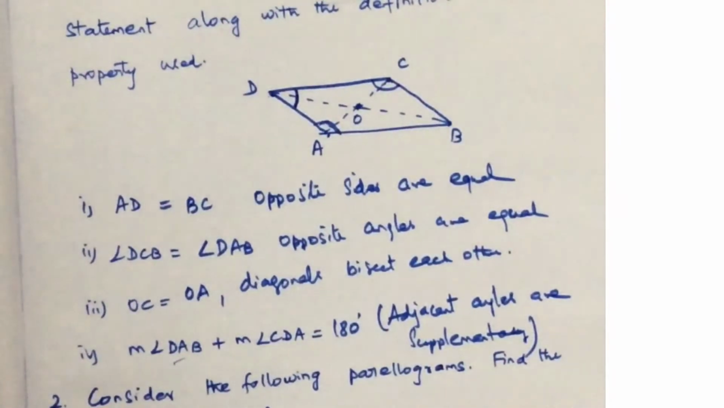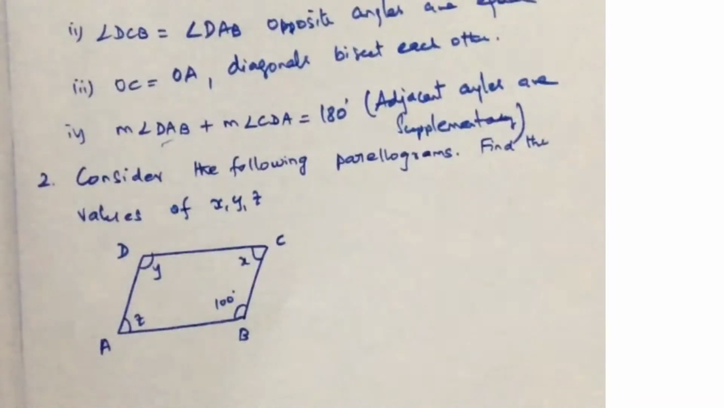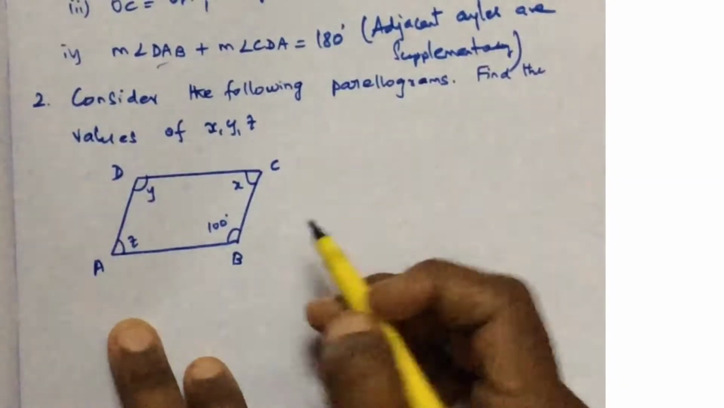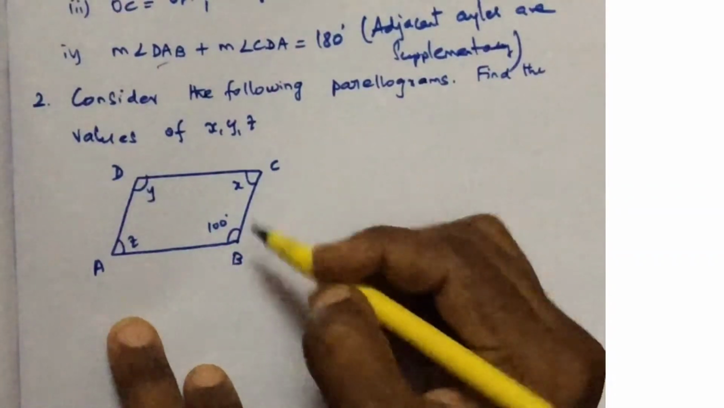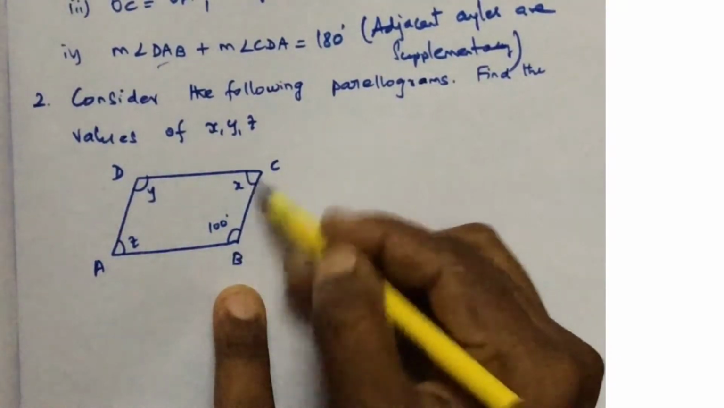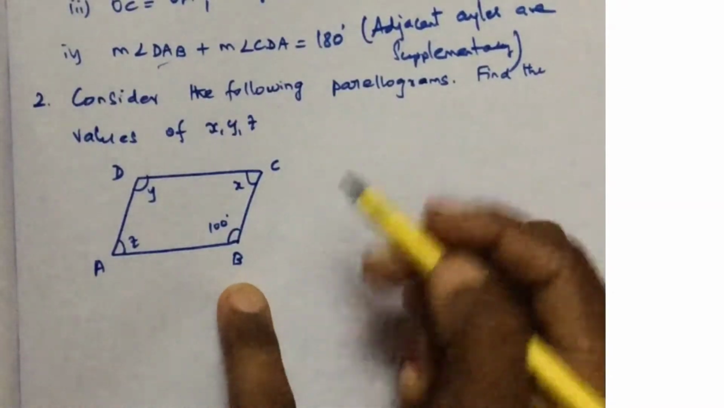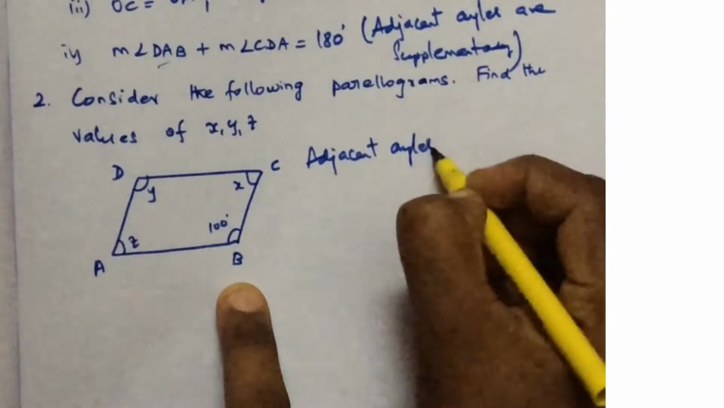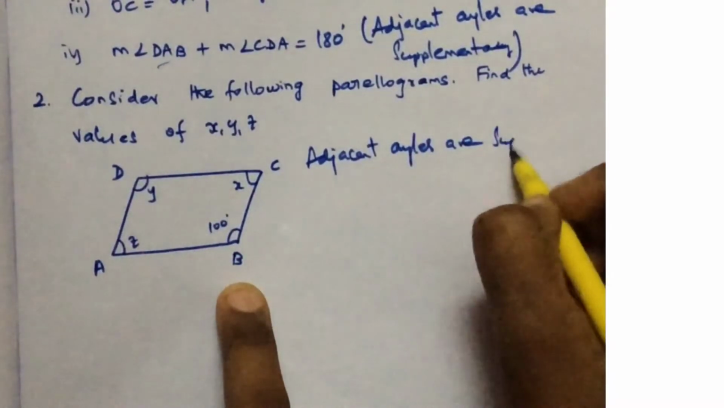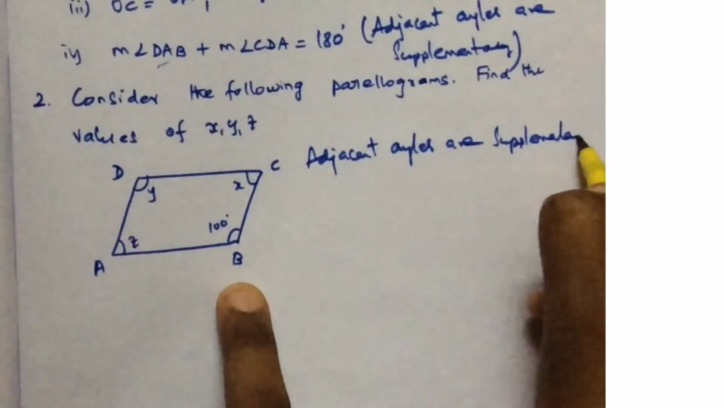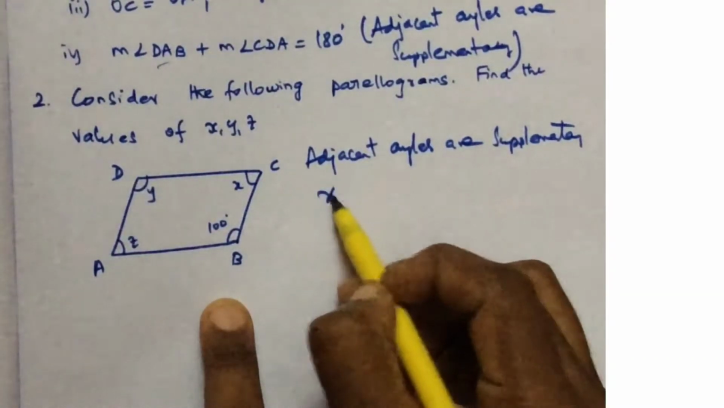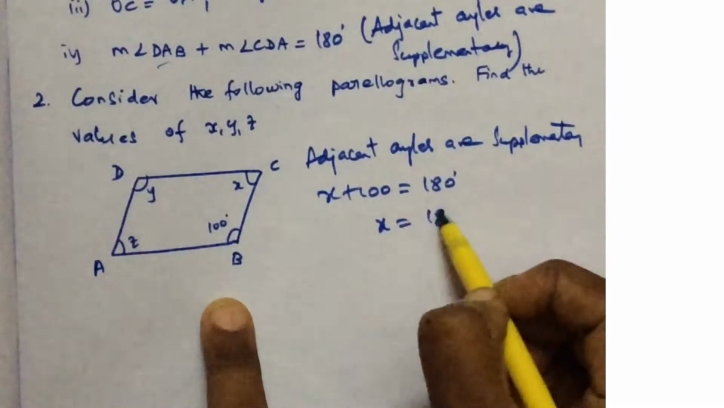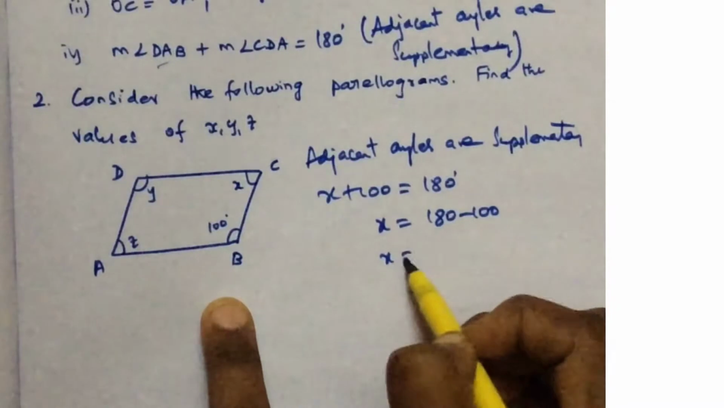Okay. The next problem is, consider the following parallelograms, find the value of x, y and z. Now, we will start one by one. So, we will start with this side. We know that adjacent angles are supplementary. So, what does it mean? When you add x plus 100, it should give 180 degree. So, x equal to 180 minus 100, x equal to 80.